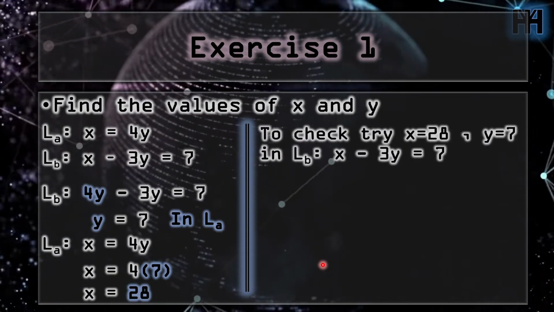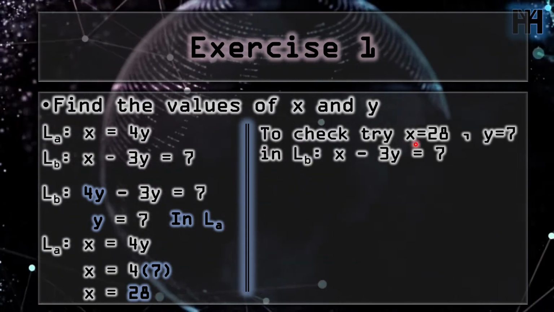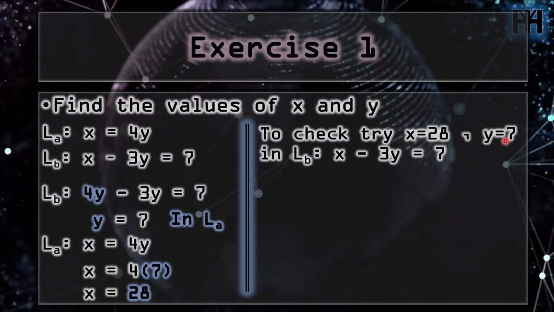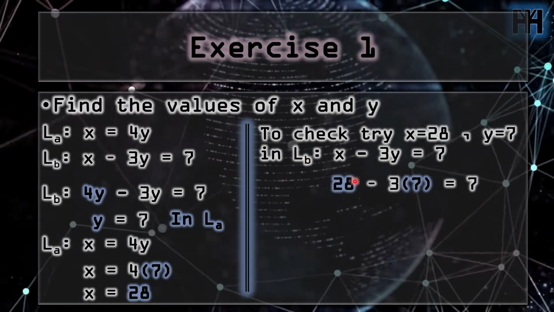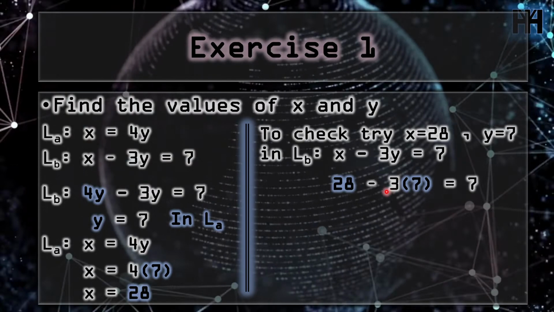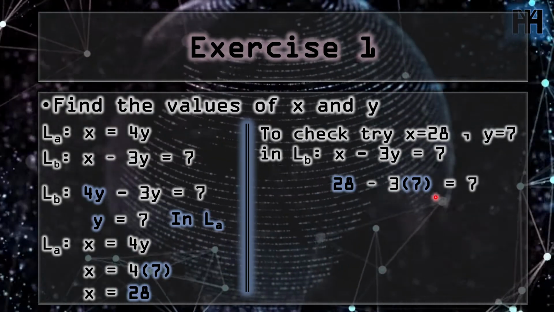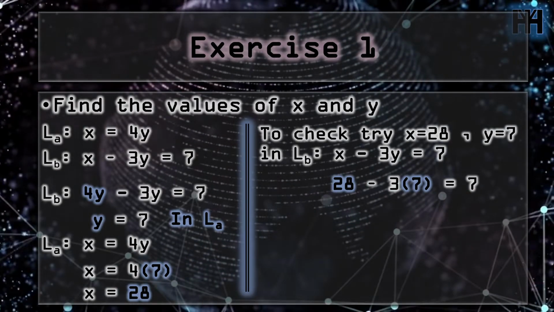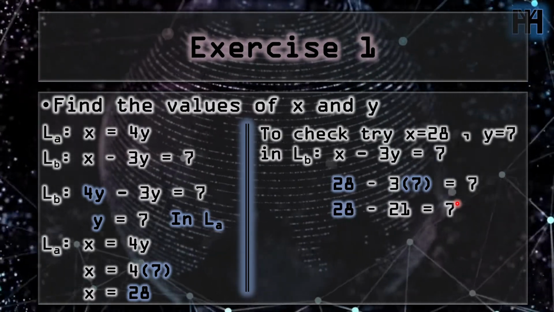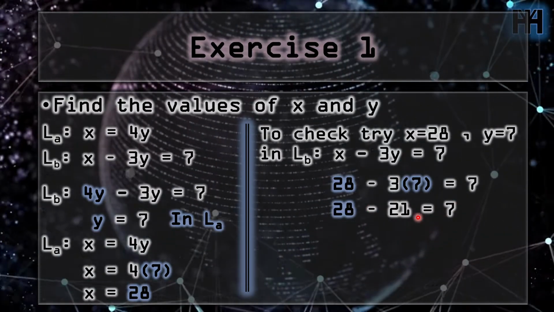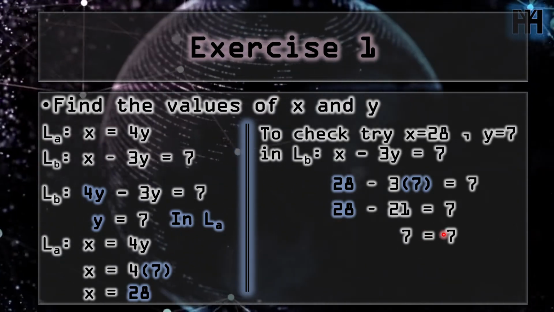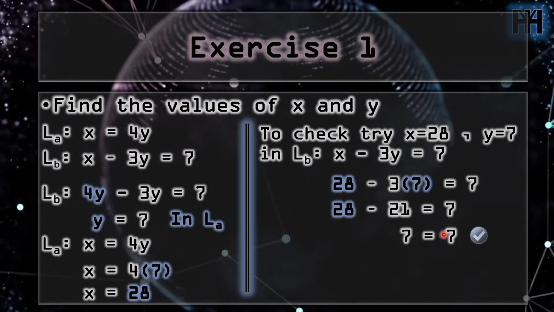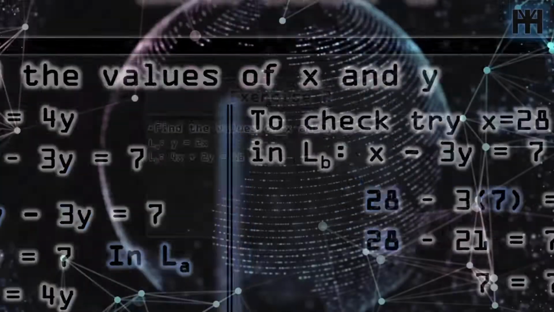Okay, the only thing left is to check. So we will try the values x equal 28 and y equal 7 in LB. We put the value of x instead of x and the value of y instead of y. So we have 28 minus 3 times 7 equals 7. So it will be 28 minus 21 equals 7. So we have 7 equals 7. Our solution is correct. Congratulations.